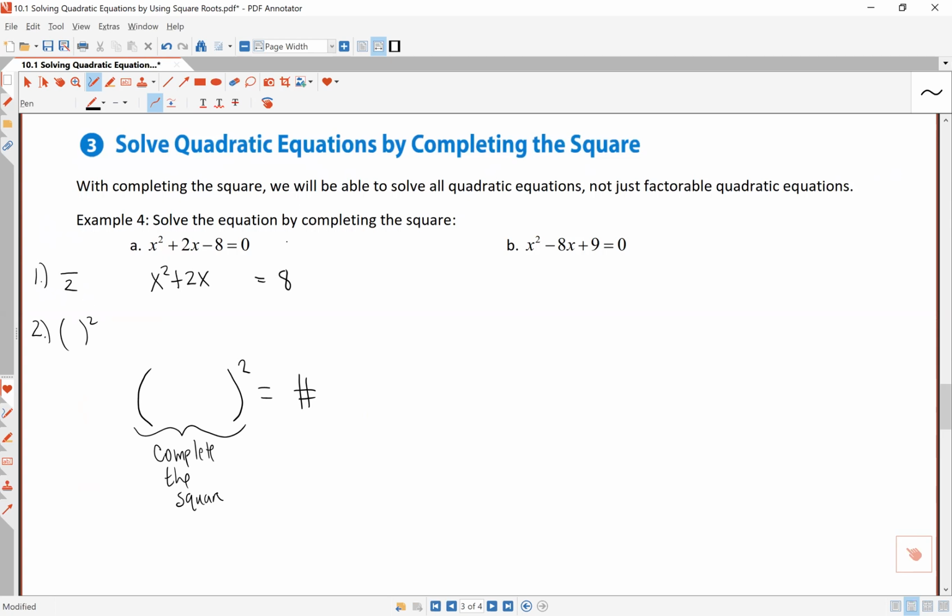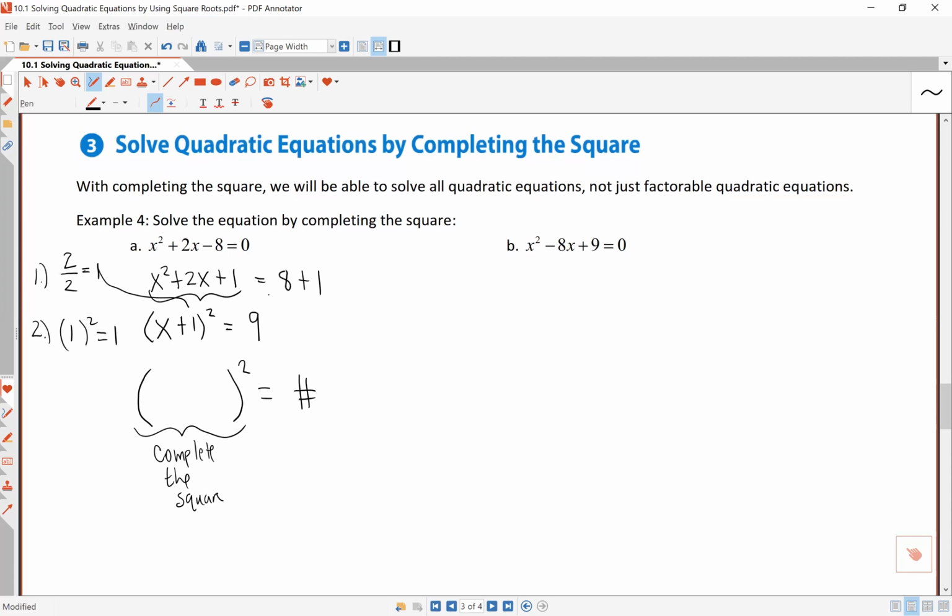The coefficient of x is 2. We divide that by 2 and get 1. And when we square that, we also get 1. So that's the term that we need to add here to make this the perfect square, x plus 1 squared. But by adding a 1 on the left side, I have to also add it on the right side to keep my equation unchanged. So that equals 9.